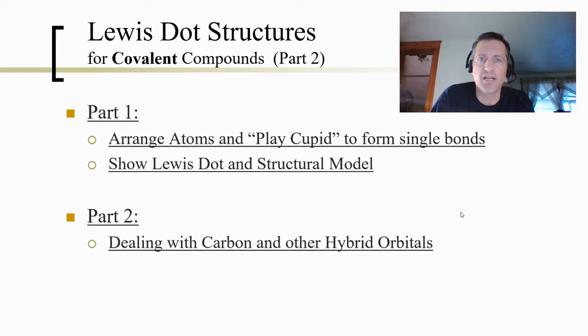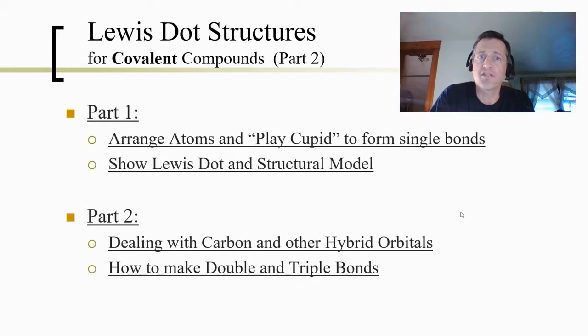Now, there's other parts to that, and one thing we'll have to deal with is we didn't do any with carbon in it yet. Carbon and some of its other similar elements are little special cases, so we're going to talk about how to deal with those guys. And then we've only made single bonds so far, but in this lesson, we're going to do some examples to show you how double and triple bonds work.